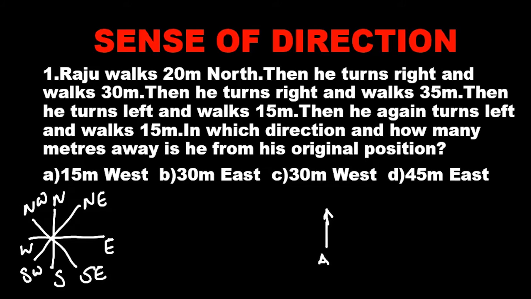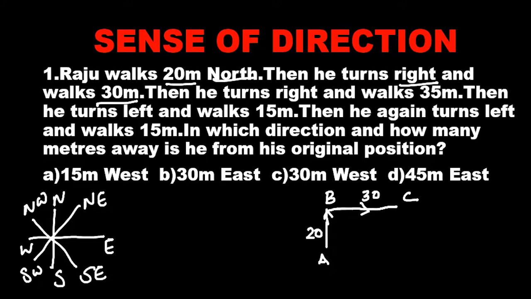The starting point is A. He walks 20 meter north up to B. Then he turns right and walks 30 meter. From B, he turns right, right of B is this direction, and walks 30 meter up to C.